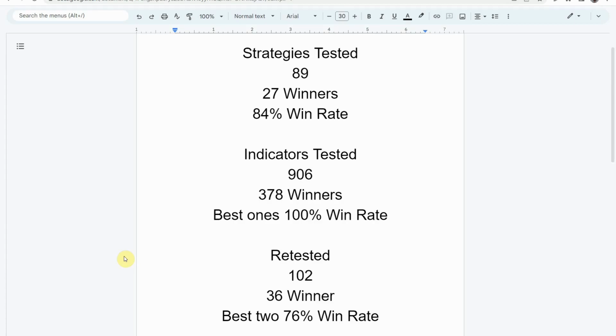Now you need to go back and watch those videos to understand the context of how they were able to achieve that. So go back and watch those videos and see what you can get out of those winning indicators. We've also retested in the advanced testing 102 indicators. 36 of them have been able to maintain the winning status, the best two, a 76% win rate.